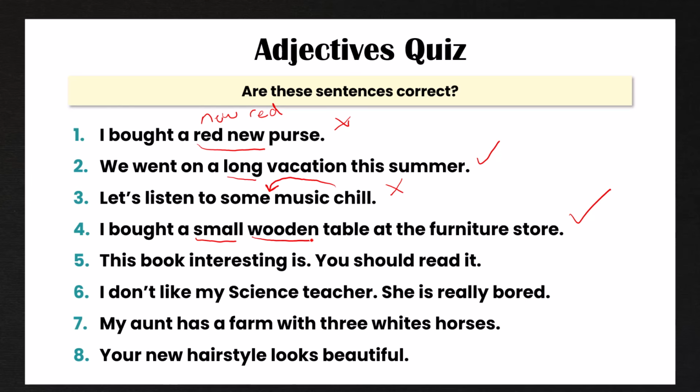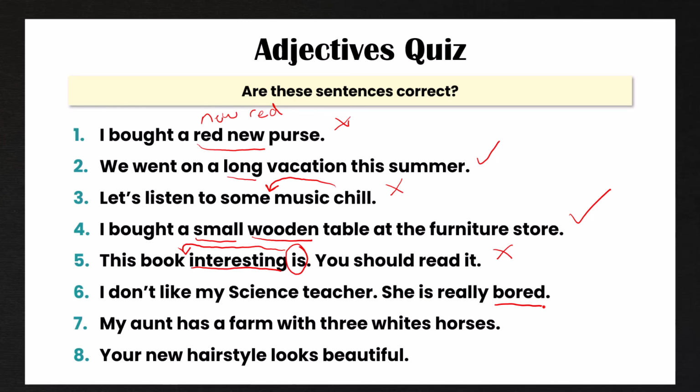Number 5 is incorrect. We have the adjective interesting, but the verb to be is comes after the adjective and it should come before. This book is interesting. Number 6, I don't like my science teacher. She is really bored. This is incorrect.